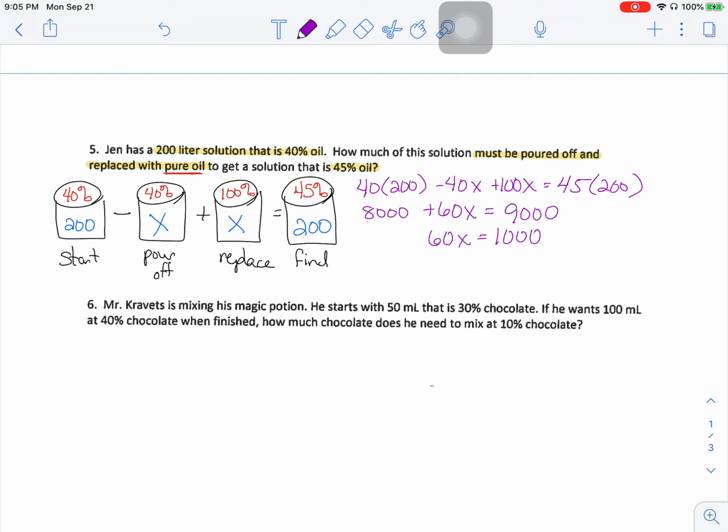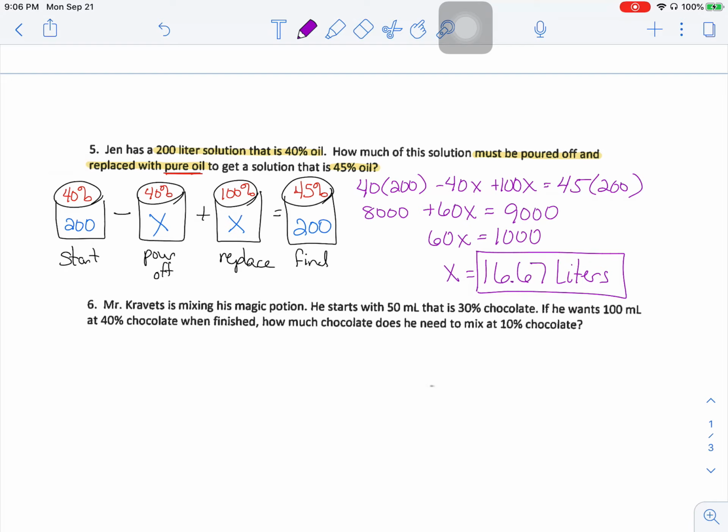Divided by 60. So x is equal to, that is the wrong answer. I divided the wrong number by 60 there. Ooh, that looks a little bit better. 16.67 liters.